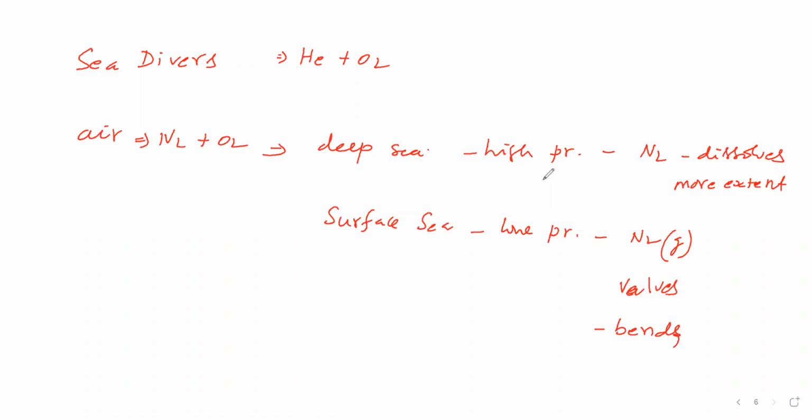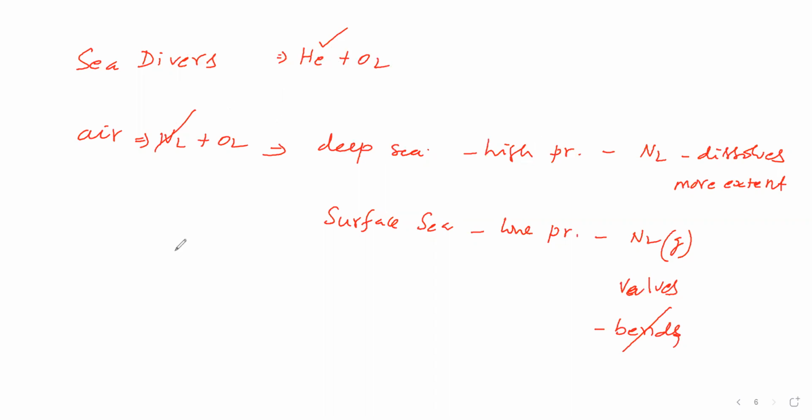To avoid this, nitrogen is replaced by helium, because helium solubility is very low even at this place. Therefore this can be avoided. Therefore sea divers are using helium plus oxygen gas but not nitrogen plus oxygen. Therefore they are diluting oxygen gas using helium but not nitrogen. So helium is used by sea divers, we can say.